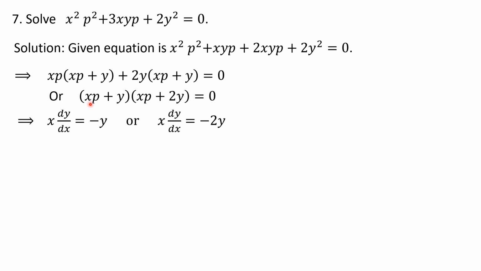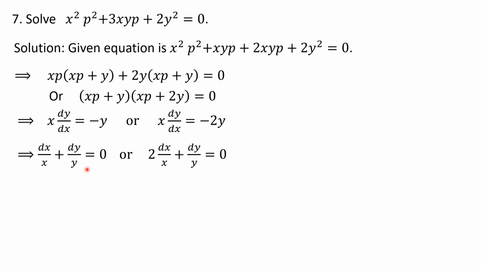So we have xp is equal to minus y, or x dy by dx equal to minus y. Here x dy by dx equal to minus 2y. Separating the variables and then solving. So I can write it as 1 over x dx equal to minus 1 over y dy, or 1 over x dx plus 1 over y dy equal to 0. So the variables are separated over here. Similarly here also I can write it as minus 2 by x dx is equal to 1 over y dy, or that is 2 by x dx plus 1 over y dy equal to 0.